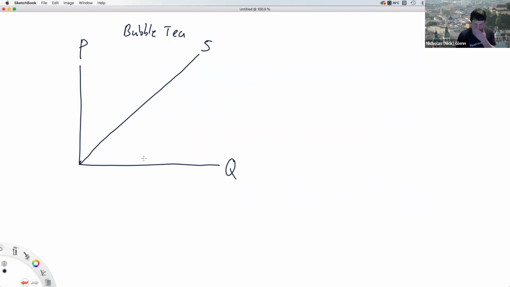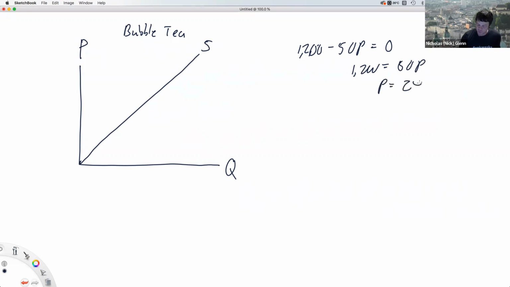What about our market demand? Well, we want to find our choke point. In our market demand equation, there's 1200 minus 50p. We want this to be equal to 0, so 1200 equals 50p. And so when the price is 24, no one will be willing to buy bubble tea. All right. And as the price goes down, more people will buy bubble tea.